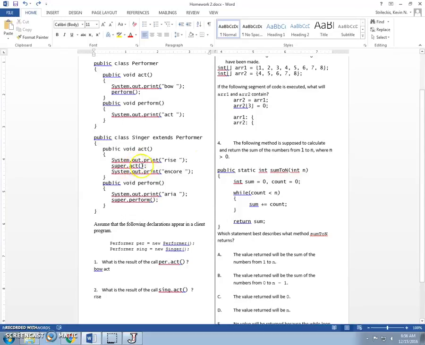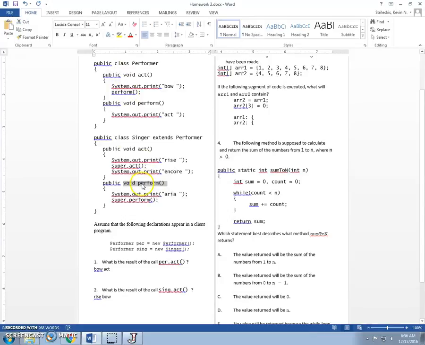Then does super.act. Now, it's very important that super call is there, because that means it goes to the super class to call the act method. So it goes up here to act. Now, from here, it then is going to print out bow. So we've got rise, then bow. And then perform. Now notice, this is the trickier part. And I'll show you in code to prove this to you. But it doesn't do this method. No. It would need a super to do that. It does this one.